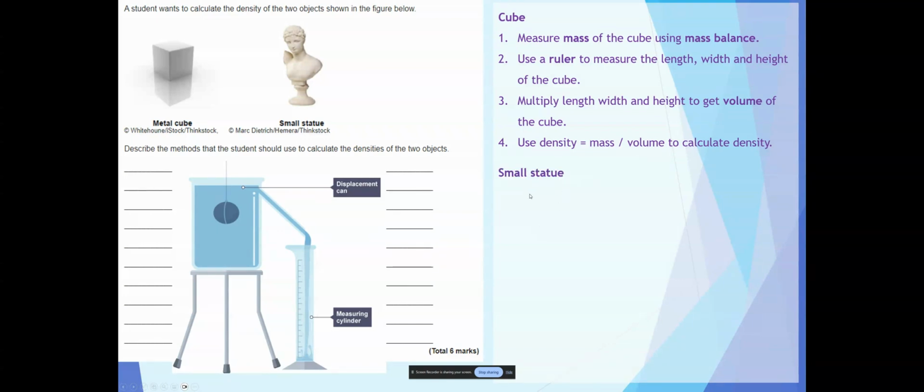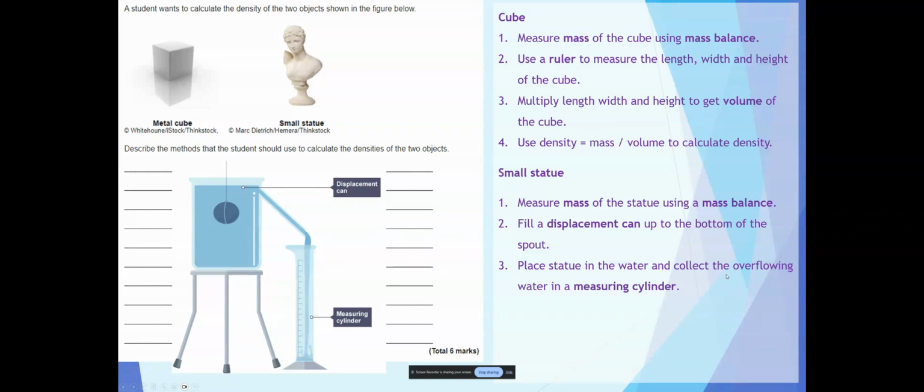Now, the small statue is different. So I would just do a separate section for the small statue, and I would say, measure the mass of the statue using a mass balance. So remember, stating what you're measuring and the equipment you use every time. Fill a displacement can up to the bottom of the spout. So here's what our displacement can is. There's the spout. We fill it to the bottom. Then when we put our object in, it overflows.